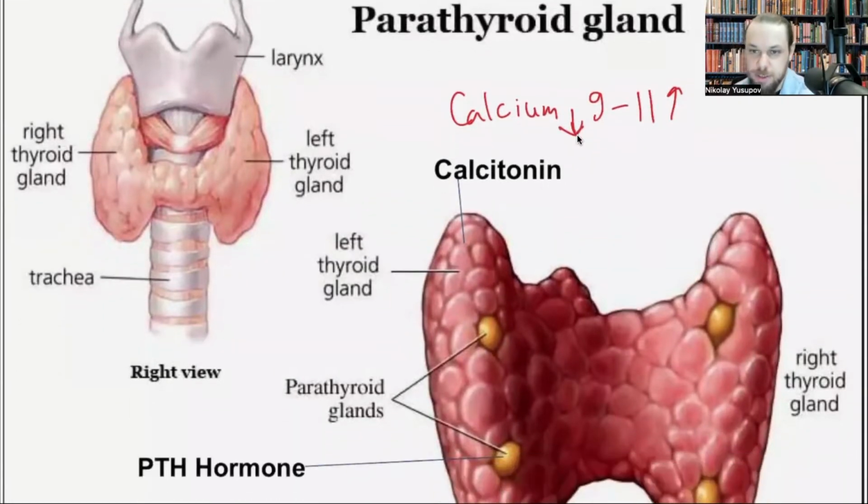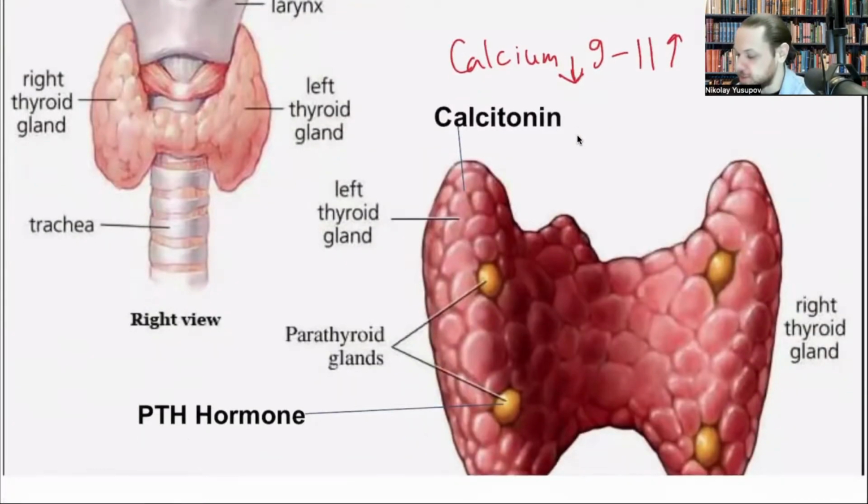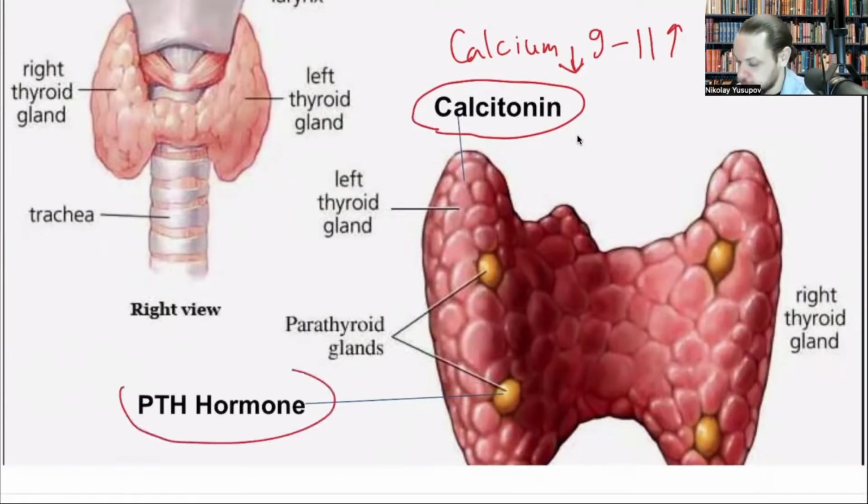What regulates the calcium levels in your blood is the parathyroid gland and the thyroid gland. The thyroid gland secretes calcitonin, and your parathyroid gland secretes parathormone. So we're going to go through one by one and explain to you how they work.